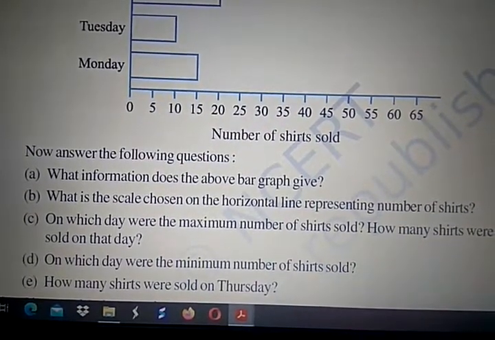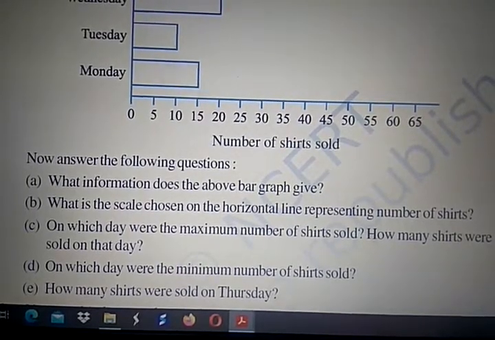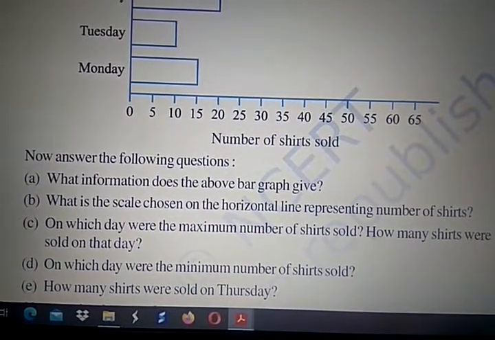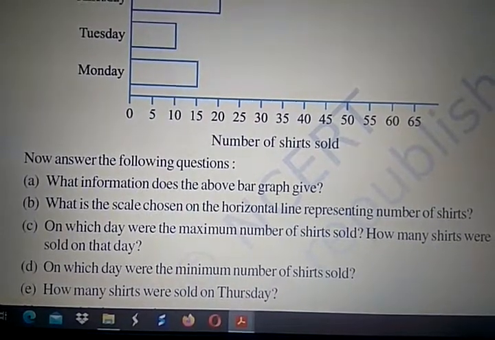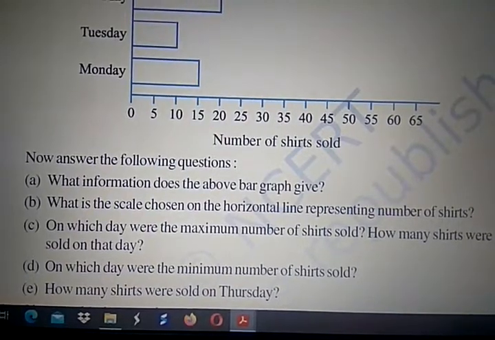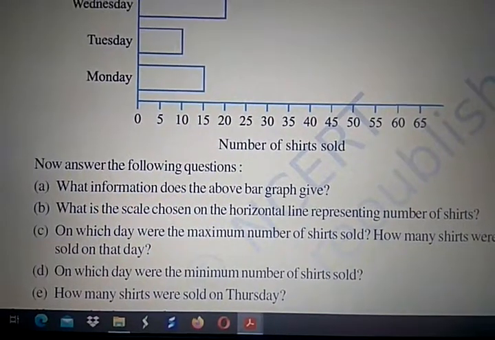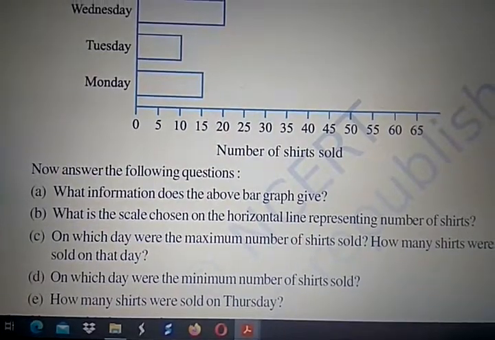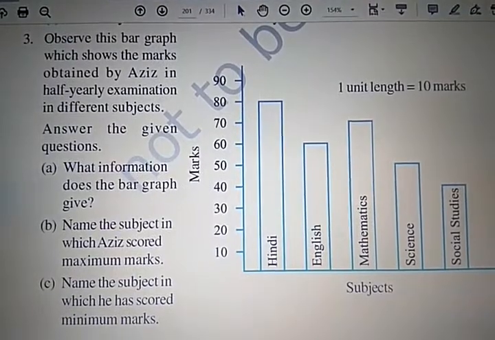Question number C: on which day were the maximum number of shirts sold? How many shirts were sold on that day? D: on which day were the minimum number of shirts sold? That you have to do by yourself. You read the bar graph and write the answers, right? And the last question: how many shirts were sold on Thursday? On Thursday, you will see that 35 shirts were sold. Okay. Next question. Move to question number 3.